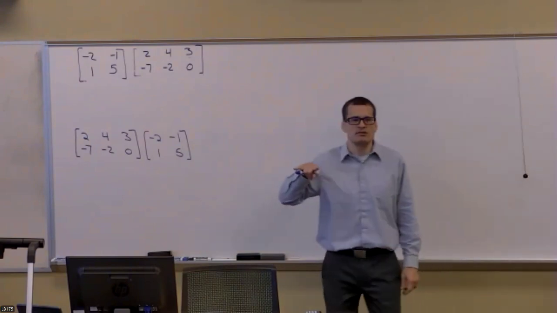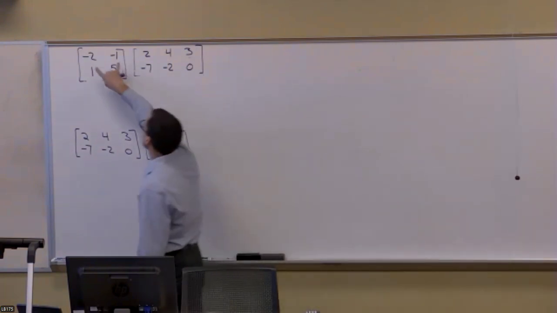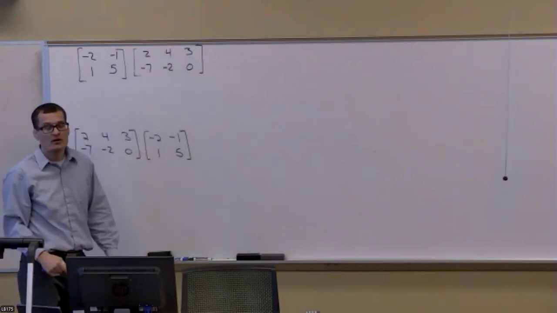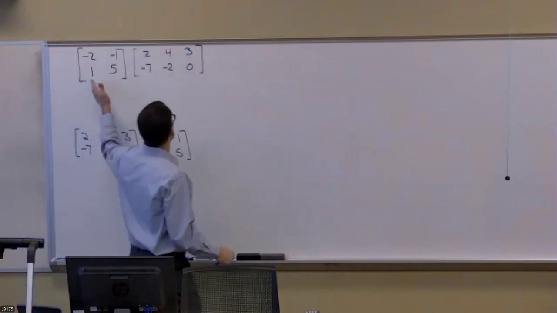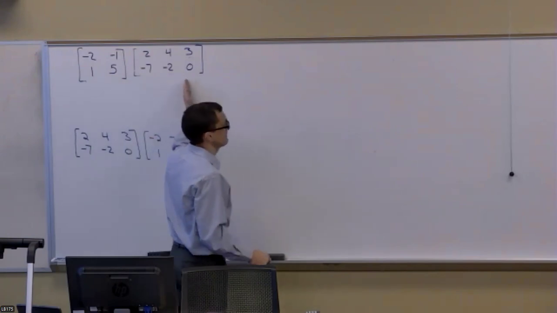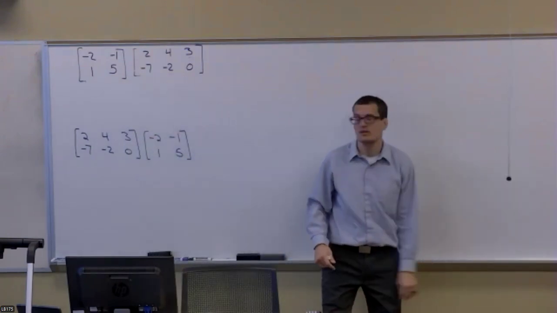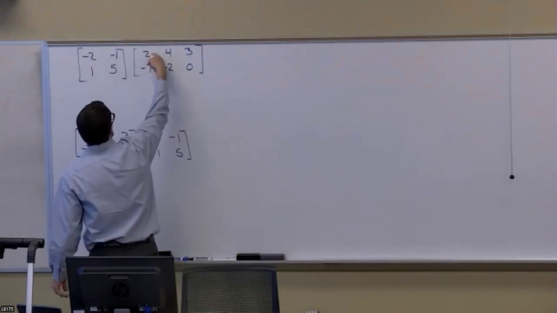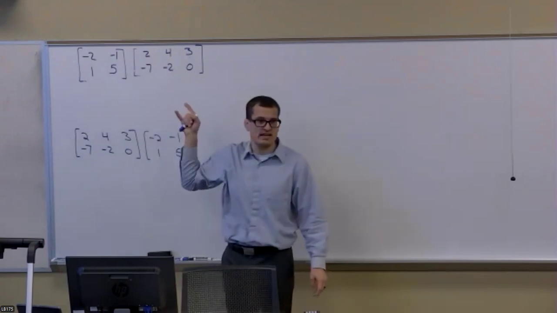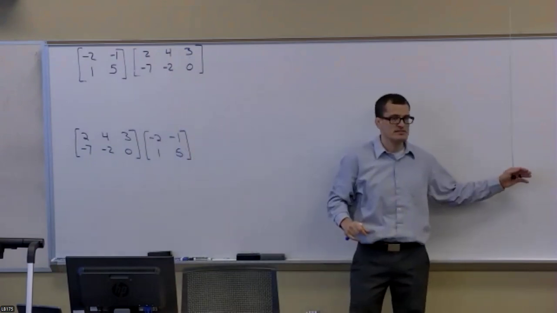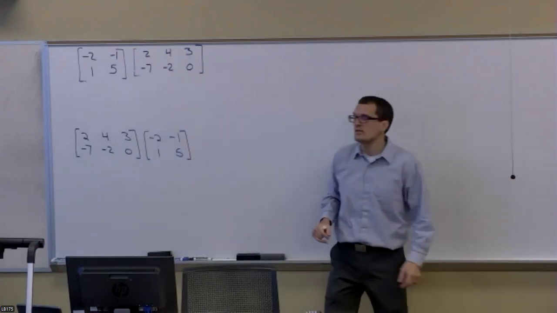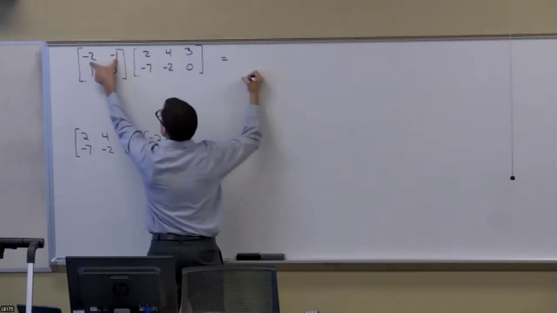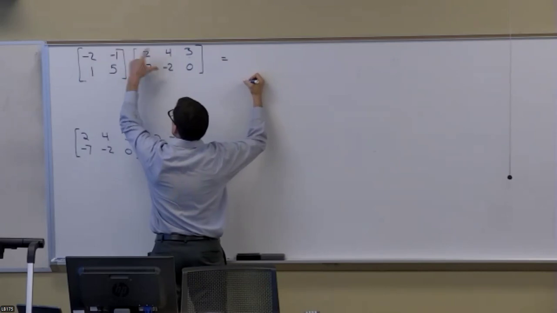You know how we took rows, turned them vertically, and then multiplied by columns? Well, even though we don't have the same number of columns in this matrix as this matrix, when I take this row and turn it vertically, it will match up with entries in that column. Does that make sense? So I can multiply this matrix by this one.